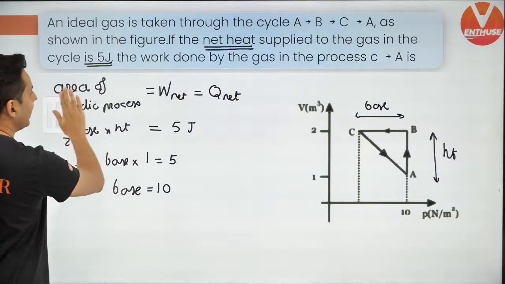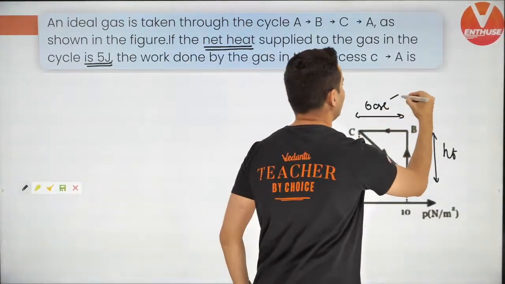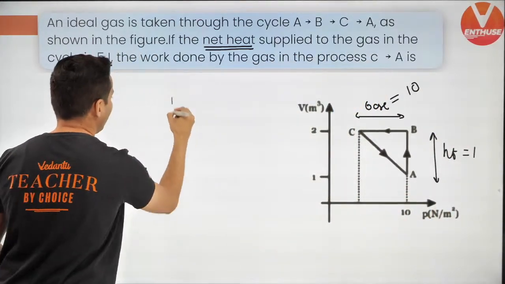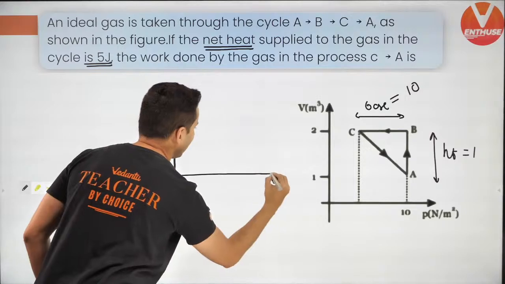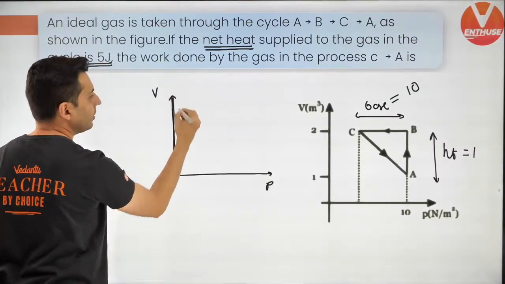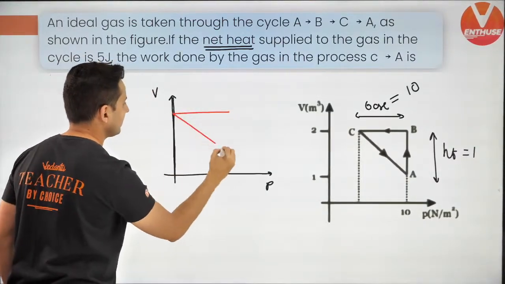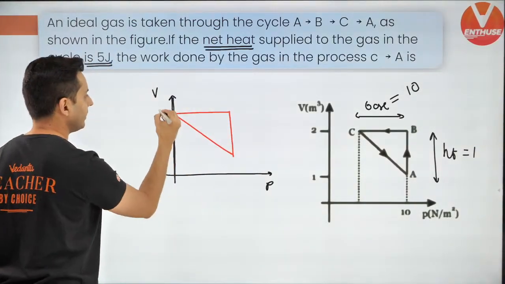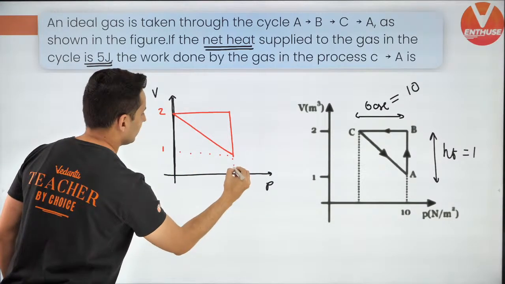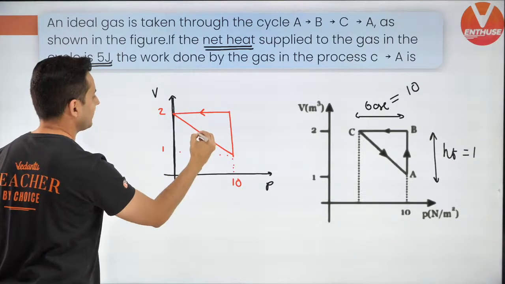So the moment I get this, I'm going to redraw this because I just got the base to be 10, height is 1. Redraw this diagram just for safety. So this is P, this is V, and the graph is going to look something like this, I suppose. This is 2, this is 1, this is 10. That's how it's going to look, and these are the arrow marks.